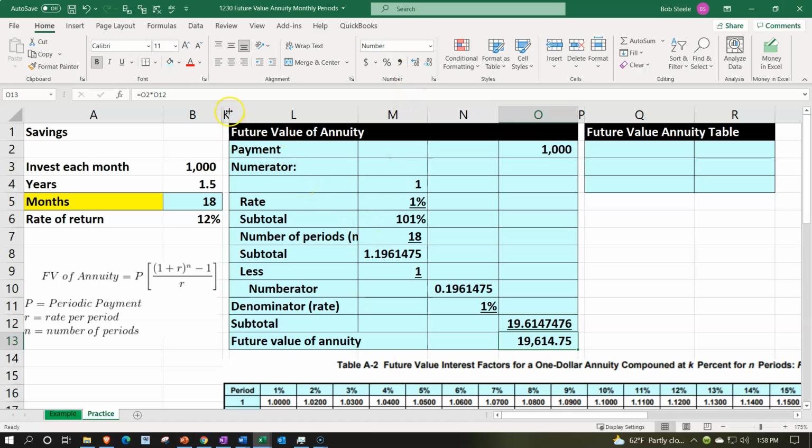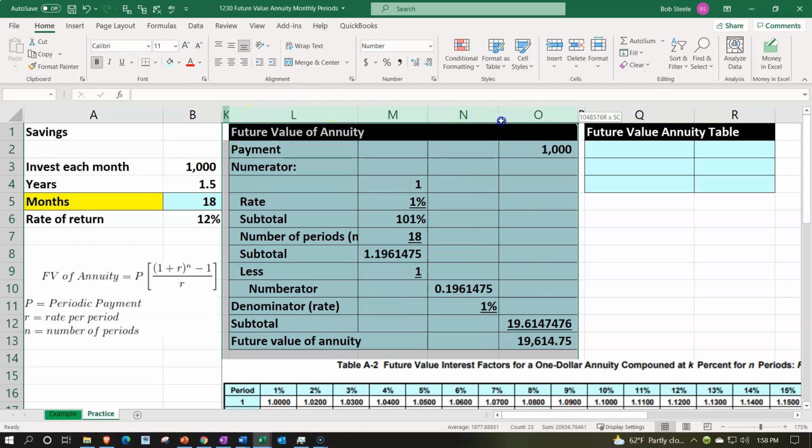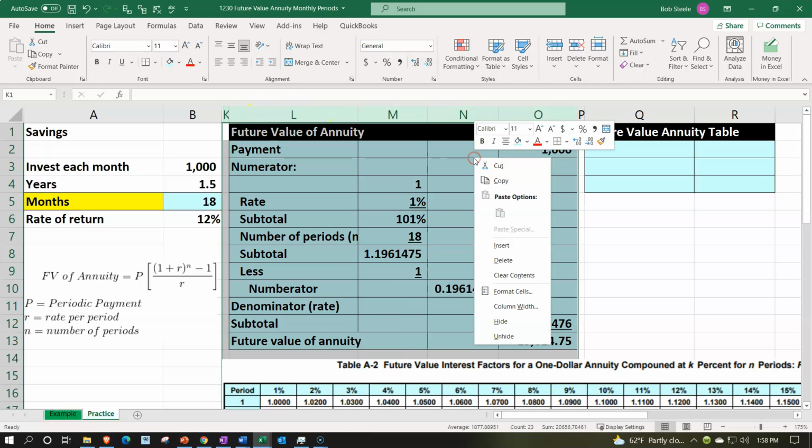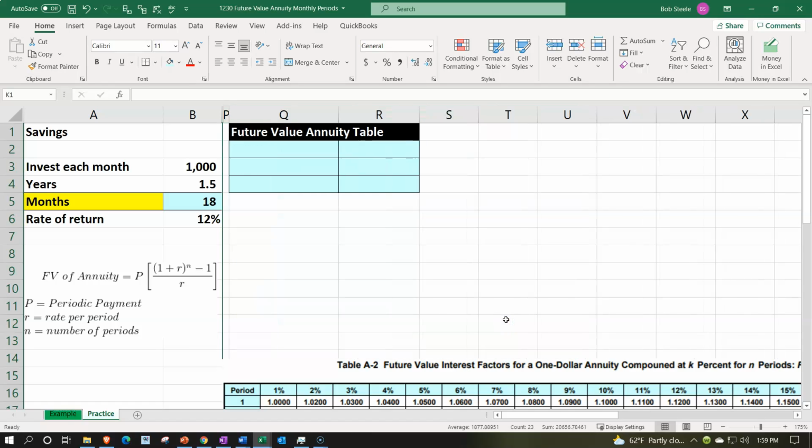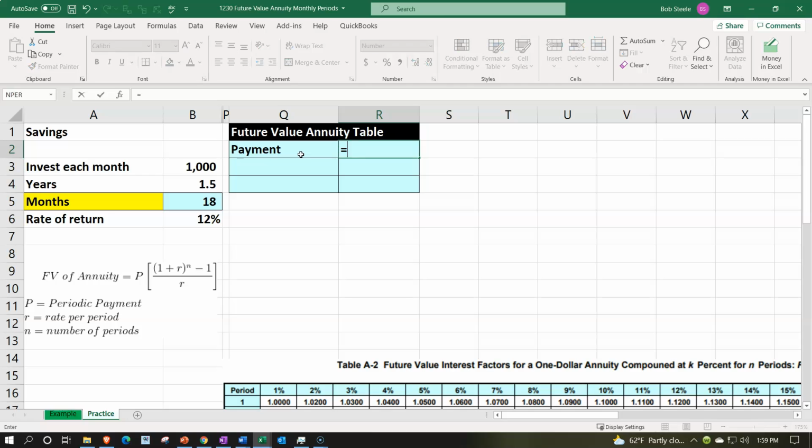Let's do it one more time. And this time with tables. So I'm gonna hide some from K to O now. Put our cursor on column K, the skinny column there, and then go on over to O, let go, right click, and hide. So from the table, we're gonna have the payment. This is what you might do in a classroom setting, payment. And the payment's gonna be the 1,000.